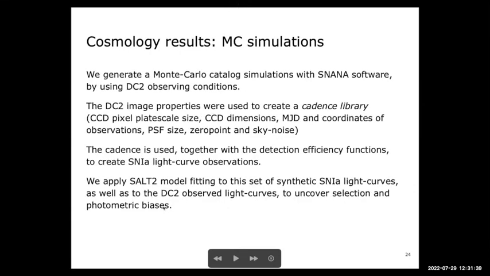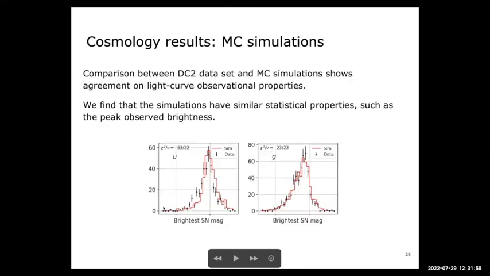Now I'm going to take the last minutes that I have to show you, after all this, what we can do with light curves in DC2. We generated simulations using SNIa software, something that has been mentioned multiple times already today. We create Monte Carlo catalog simulations to reproduce our sample. We know that we can match the photometric properties of our light curves using information from the images that we have in DC2: the cadence, the depth, the seeing size, the error, and the sky noise.